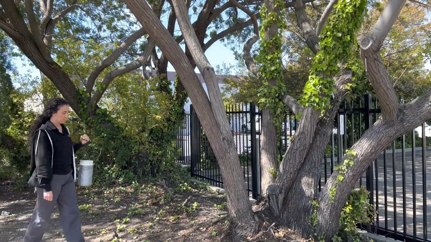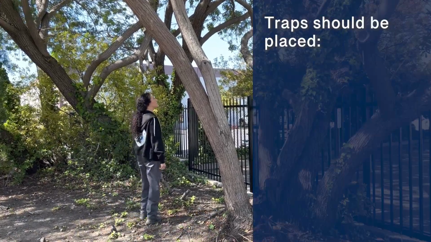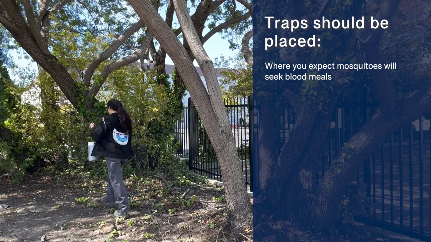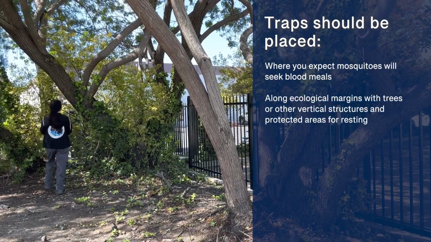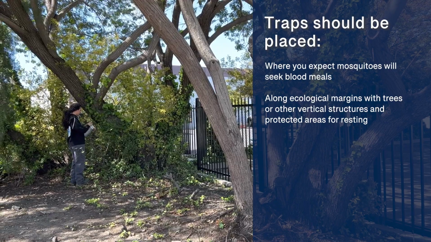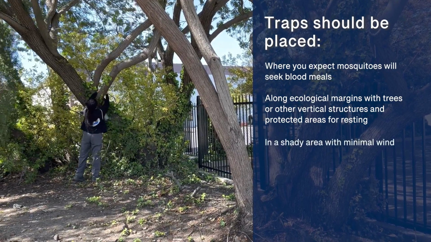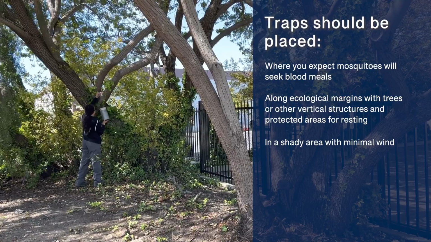At each trapping location, select an appropriate site for hanging the trap. Place traps where you expect that mosquitoes will seek blood meals, often along ecological margins with trees or other vertical structures and protected areas for resting. Ideally, the trap should be placed in a shady area where there is minimal wind.